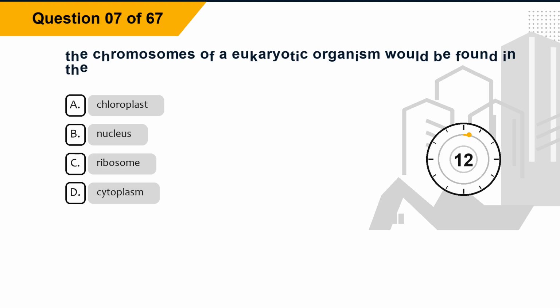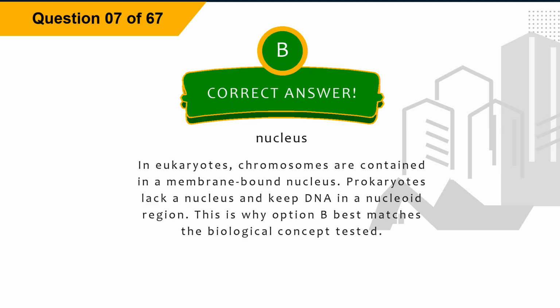Question 7. The chromosomes of a eukaryotic organism would be found in the Option A, chloroplast. Option B, nucleus. Option C, ribosome. Option D, cytoplasm. The correct answer is option B, nucleus. Explanation. In eukaryotes, chromosomes are contained in a membrane-bound nucleus. Prokaryotes lack a nucleus and keep DNA in a nucleoid region. This is why option B best matches the biological concept tested.